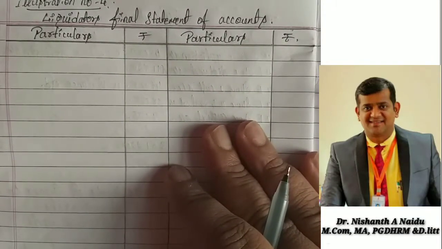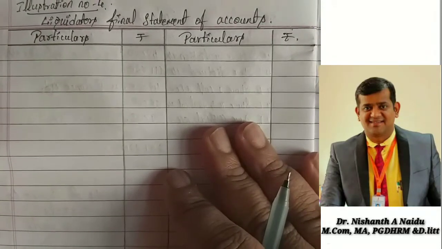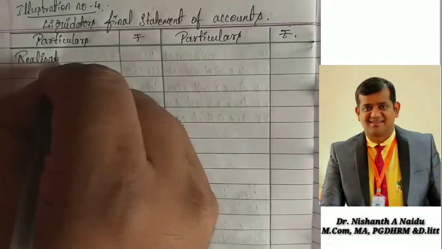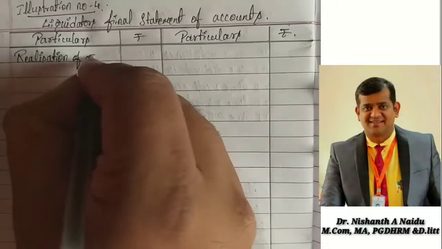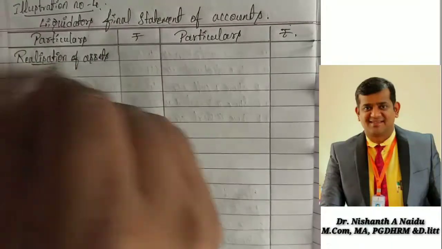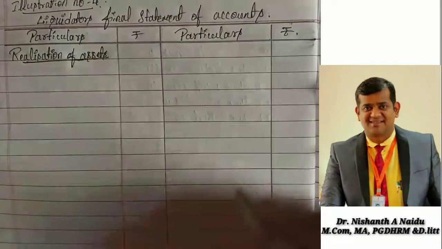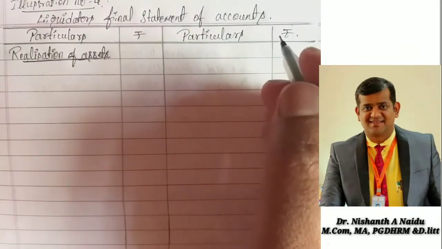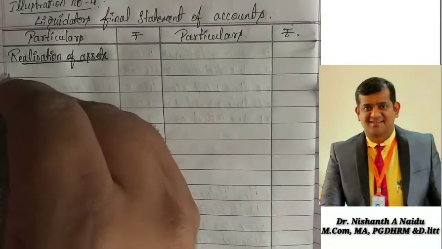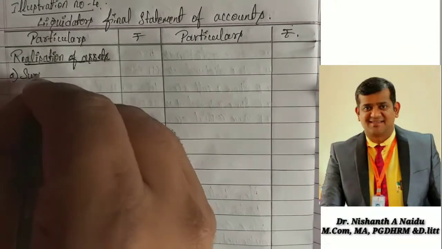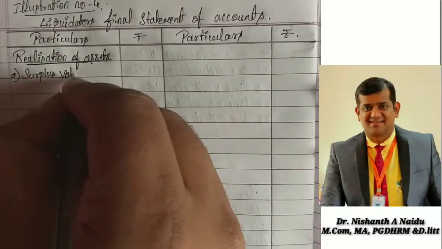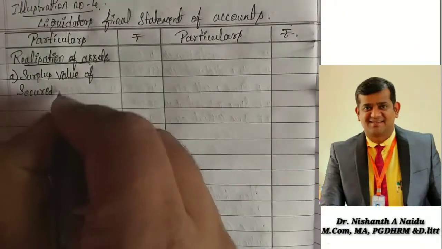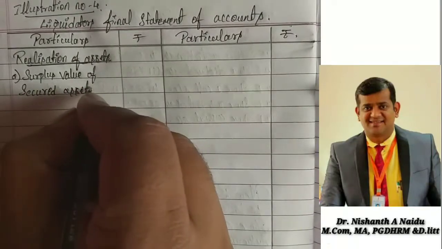So we will begin the solution part now. What are we going to write first? Realization of assets. Underline that, realization of assets. Under that, write surplus value of secured assets. So point A, surplus value of secured asset. Do you have any secured asset surplus value?